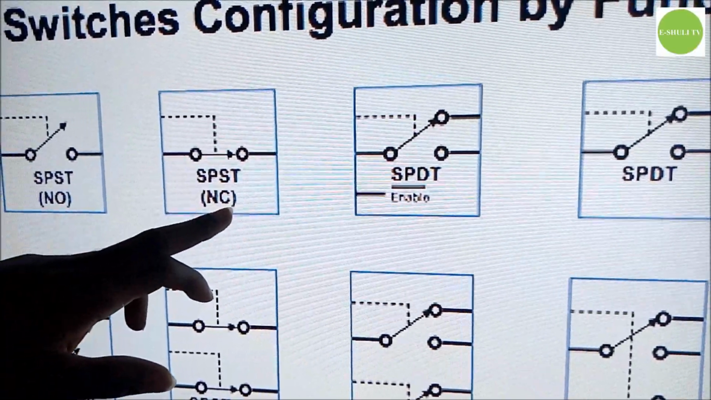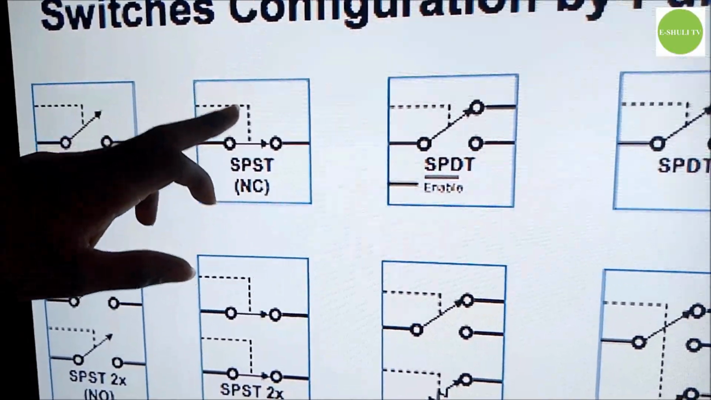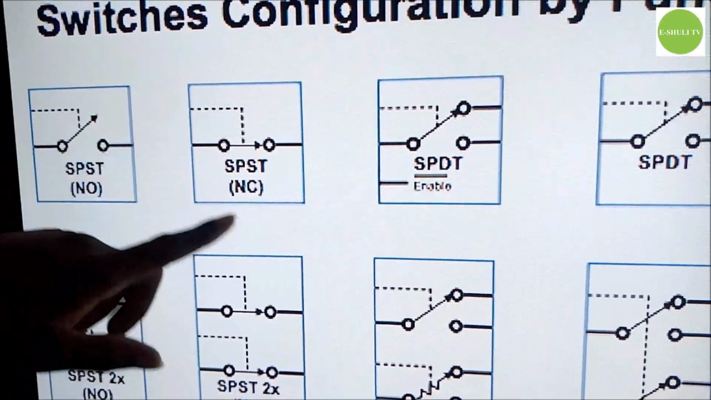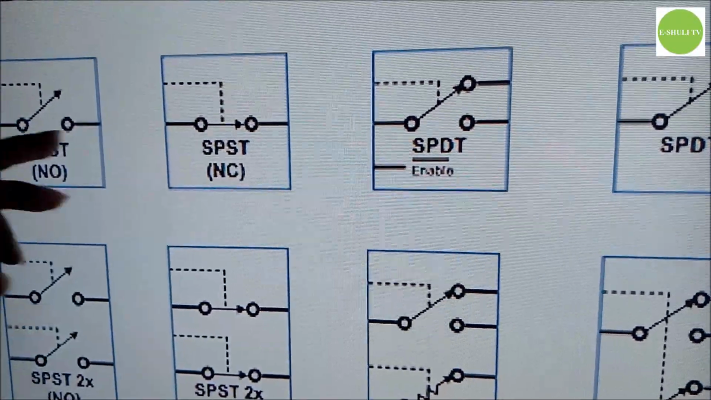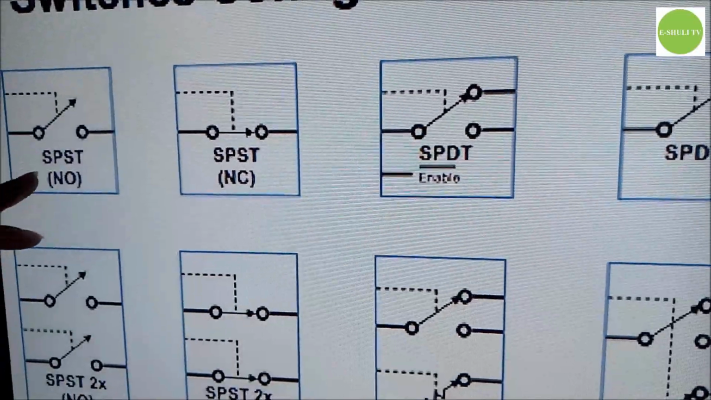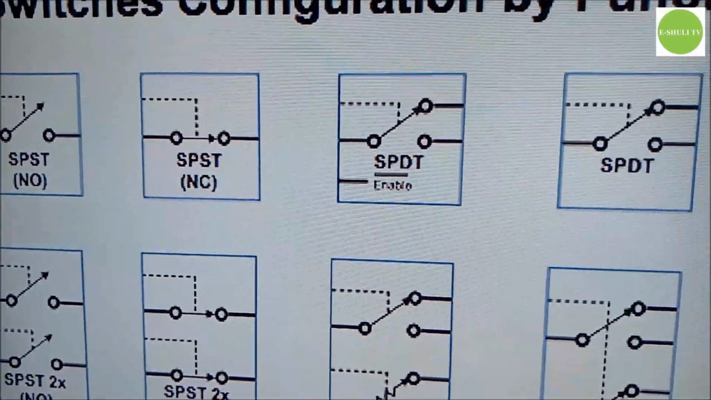To be normally closed means that while there is no action or activation, the switch is in the closed position, while the first one, normally open, is in the open position.